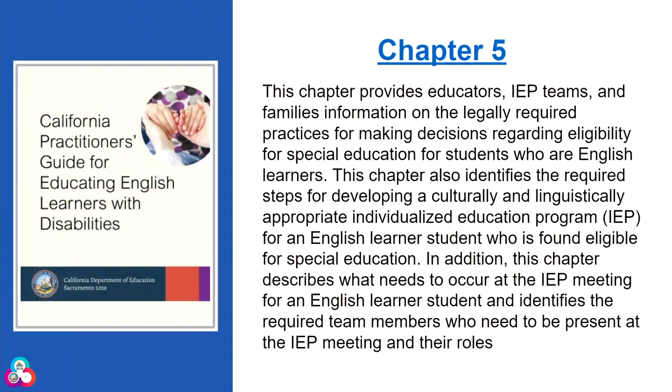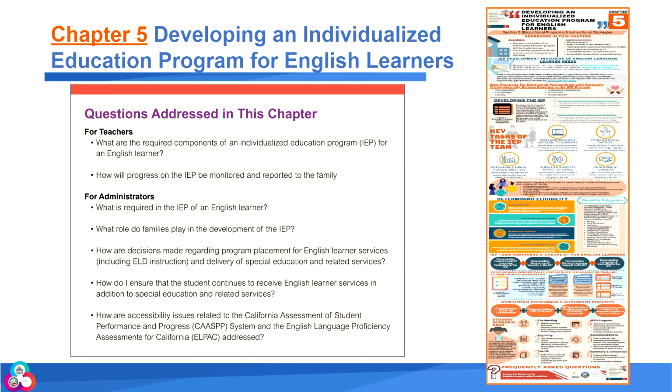Here we're looking at the legally required practices for making decisions for English learners. We also identify the steps for developing culturally and linguistically appropriate IEPs for English learners with disabilities. Additionally, we're going to identify who needs to be present at the table to have a fully informed IEP for students who have a disability and are English learners.